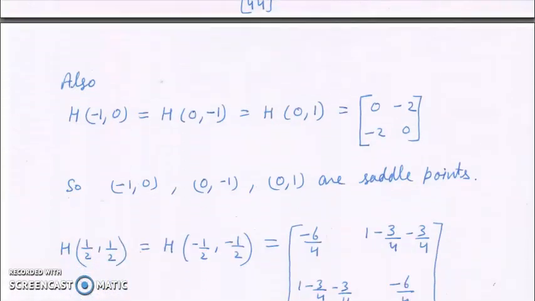Similarly, if you determine the matrix at (-1,0) or (0,-1) or (0,1), you will get the same matrix, so it is again a saddle point. So these all are saddle points.